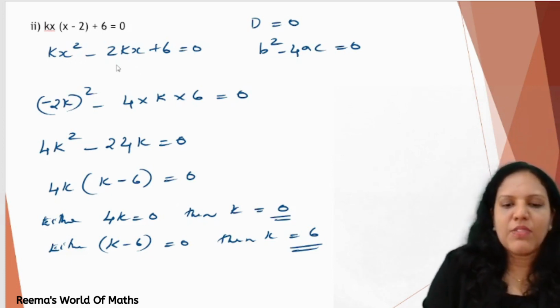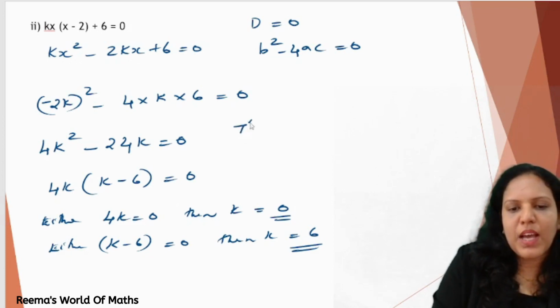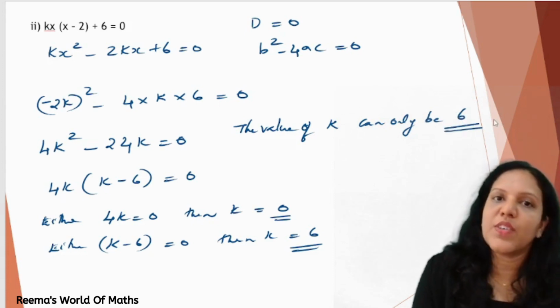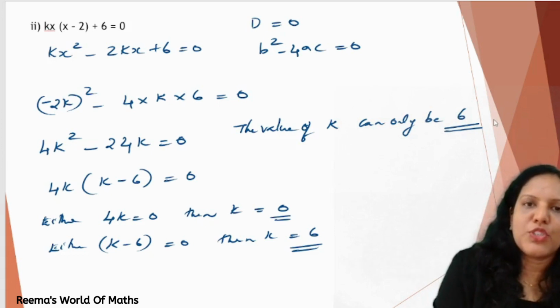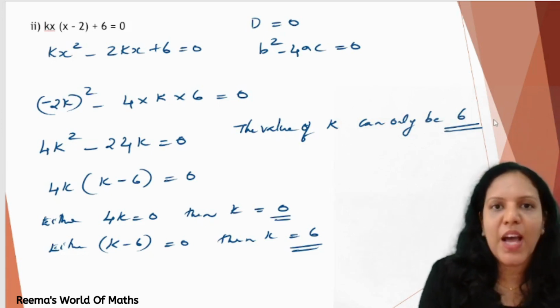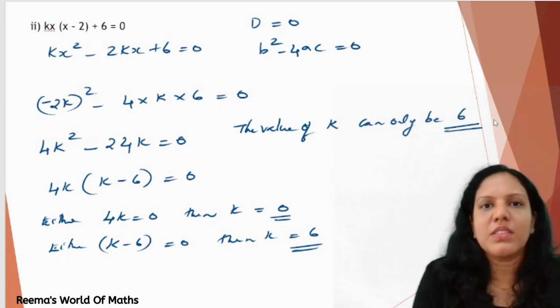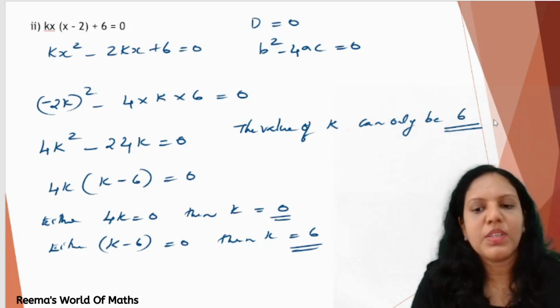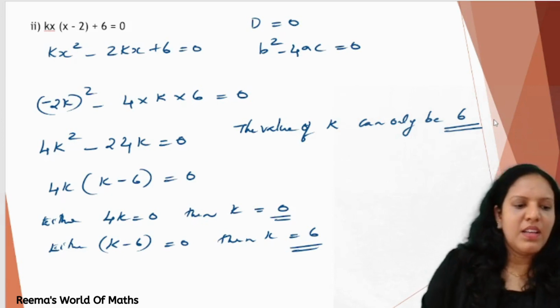So in this case, the value of k can only be 6. Because if the value of k is 0, then the quadratic equation doesn't exist, because the coefficient of x squared and the coefficient of x have k. So that value will turn into 0 if k is equal to 0. So the value of k can only be 6.